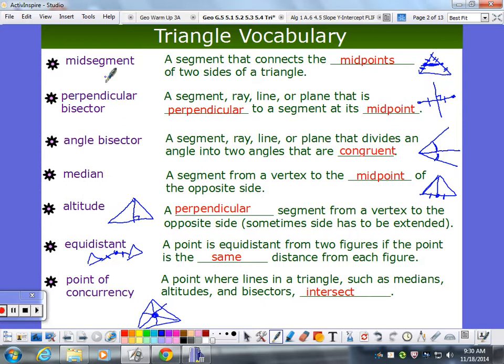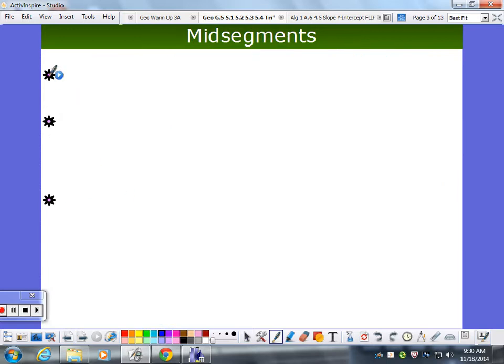So do I have to know what a midsegment is? You kind of do. It's a segment that connects the midpoints. Do I have to know what a perpendicular bisector is? Yes. Angle bisector? Yes. Median? Yes. Altitude? Yes. Do you have to know what equidistant means? Yes. I'm going to say kind of. Yeah, you do. Okay, so we're going to kind of focus on each of these different things.